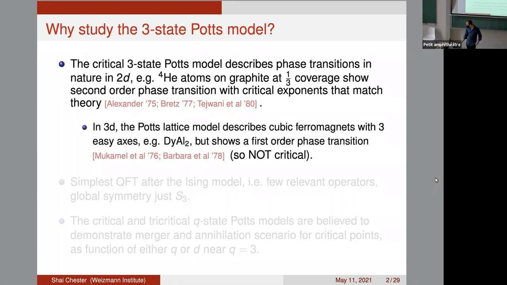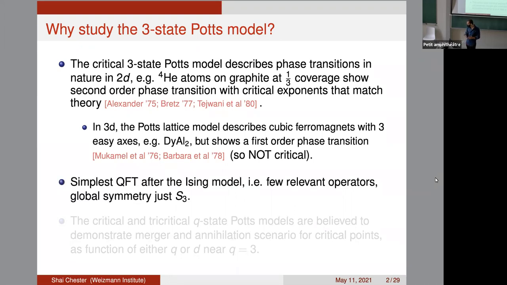In 3D, the Potts lattice model describes cubic ferromagnets with three easy axes, and I give an example. But in this case, experiments suggest that it shows a first order phase transition. So you do not expect that to be critical in this case, at least based on experiments. So that's the motivation from the experimental perspective.